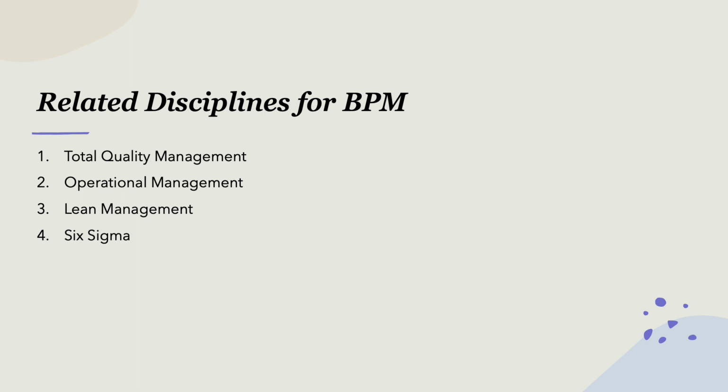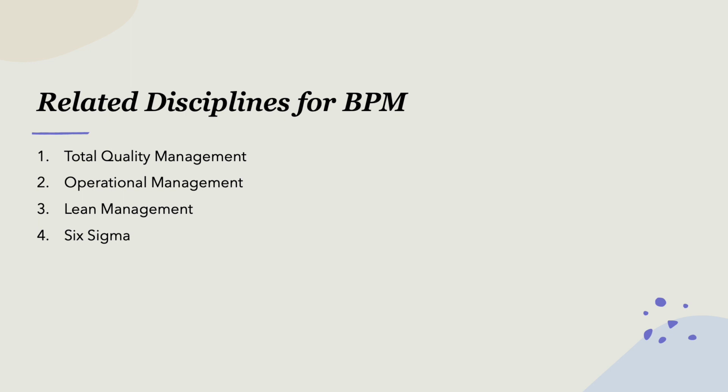The related disciplines for BPM are total quality management. It focuses on continuous improvement of processes, products, and services to meet or exceed customer expectations. Operational management focuses on optimizing day-to-day operations to achieve efficiency, productivity, and cost effectiveness. Lean management emphasizes the elimination of waste and non-value added activities from business processes.